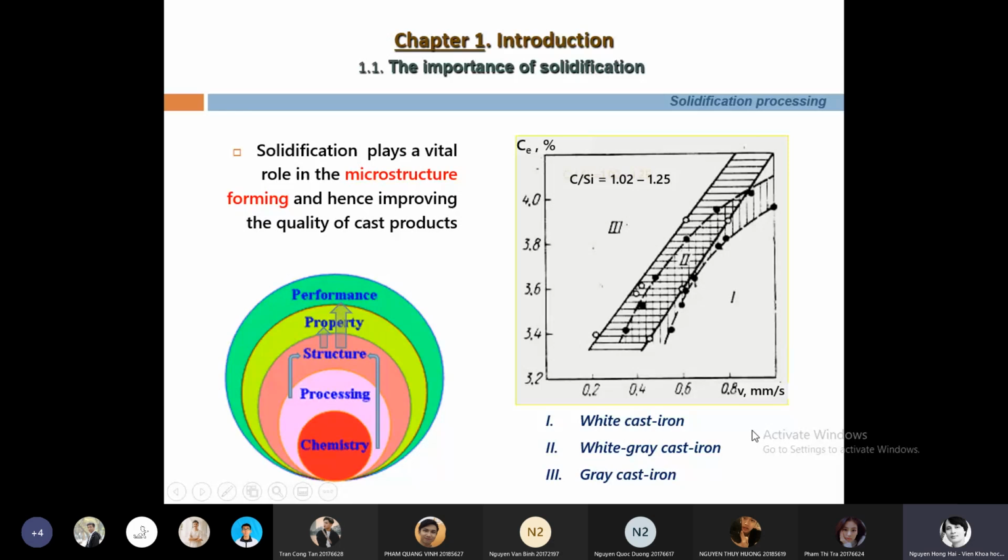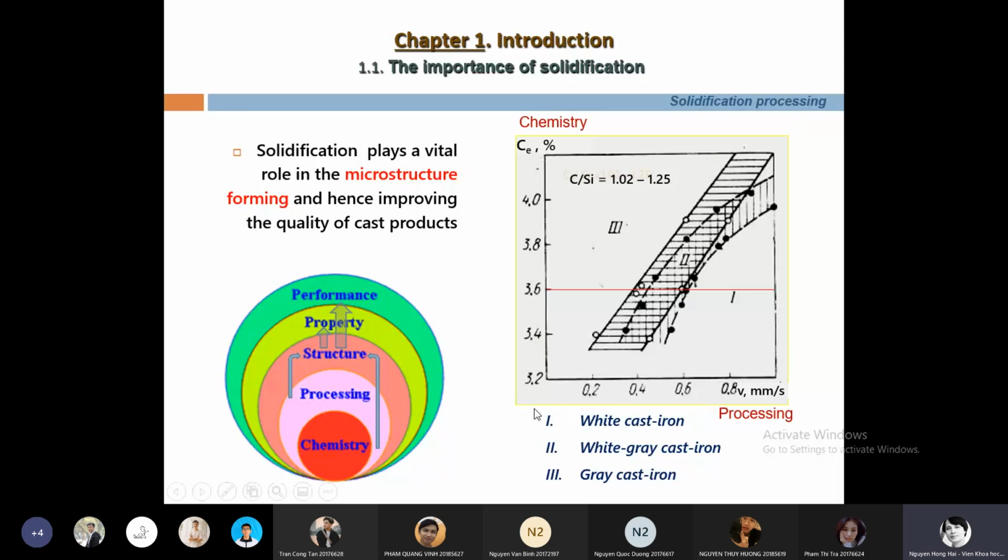So, we have the same composition, chemistry and processing. For example, 3.6% of carbon. So depending on the processing parameter, the solidification rate, you can have absolutely different structure, different microstructure.